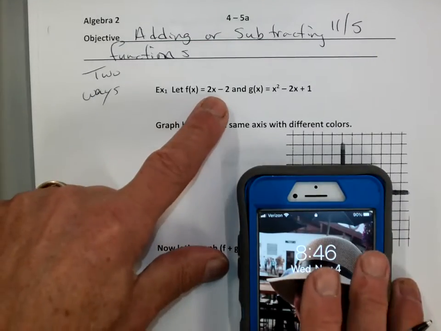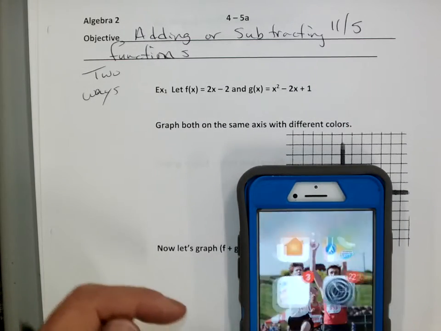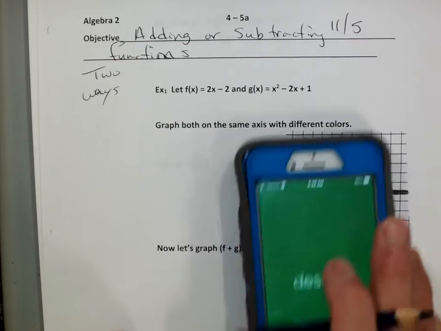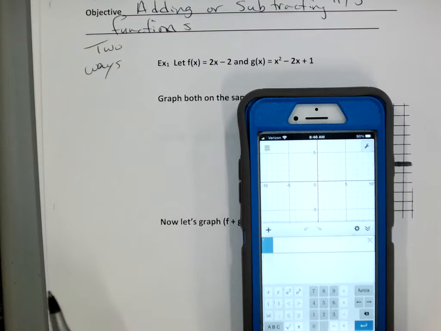So first of all, example one, I've got two different functions, okay? I'm going to graph them both. I'm going to use different colors to do it. So first of all, we get into my Desmos, because that's the way to do it. I'm going to graph it all in Desmos, so check it out. First one is y equals 2x minus 2, and I already knew that was going to be that.